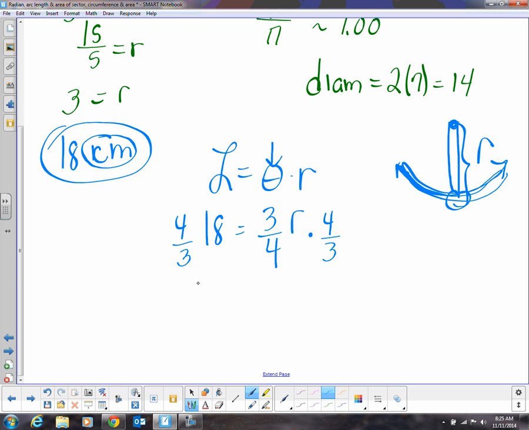Wait, why don't we think of radius over here, radian? Radian is an angle measure. It is not a length measure. If you see radian, it is theta. If it's a radius, it's a radius. That's correct. 3 goes into 18 6 times, so your radius is 24 centimeters.